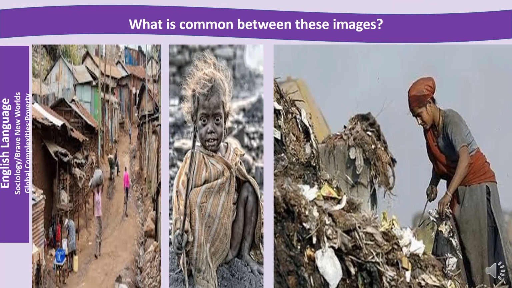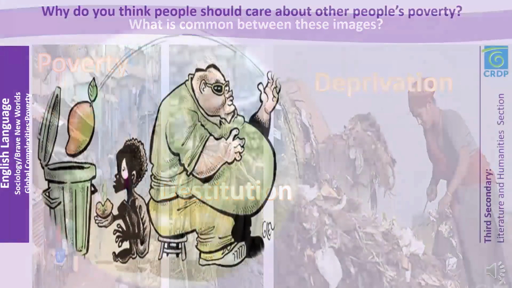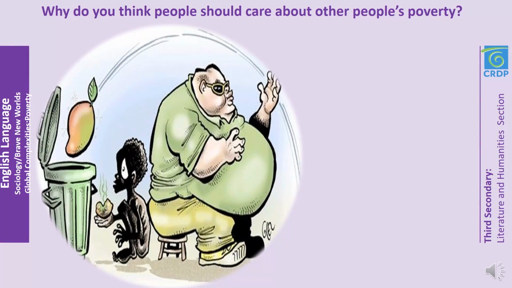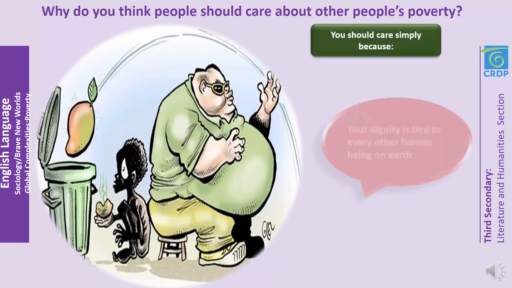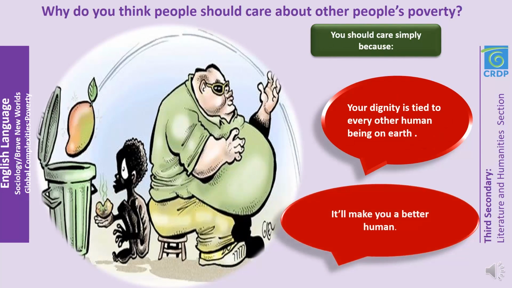What is common between these images? There's poverty, destitution, and deprivation. This is so sad. Why do you think people should care about other people's poverty? They should care because your dignity is tied to every other human being on earth. This sympathy will make you a better human.